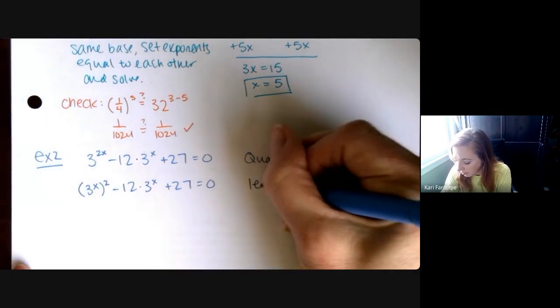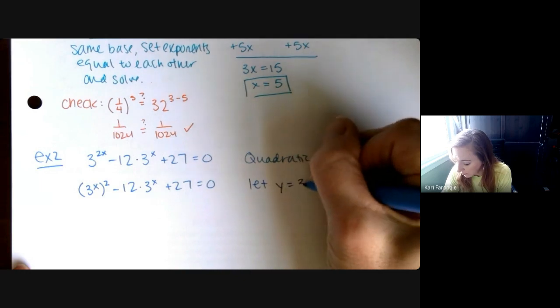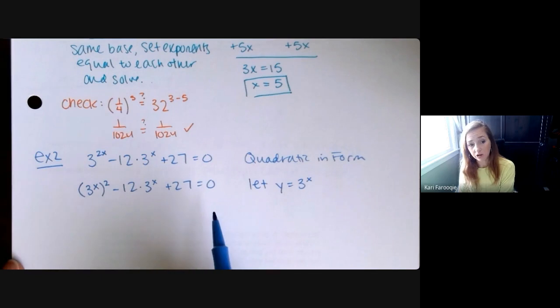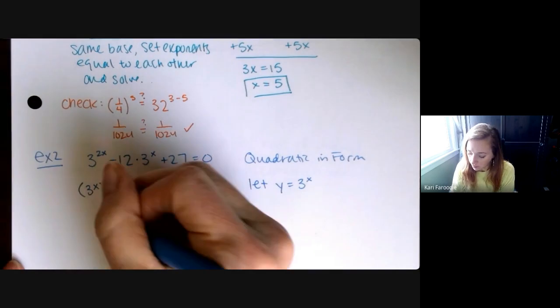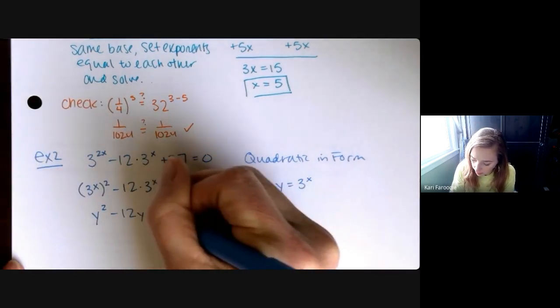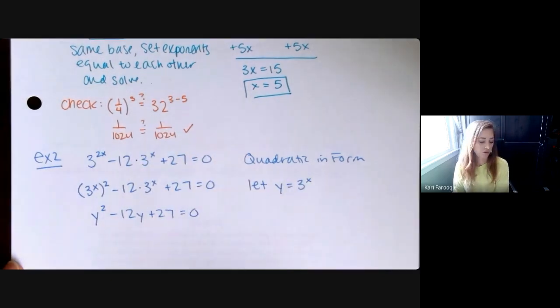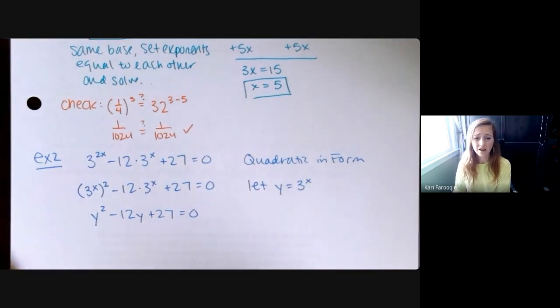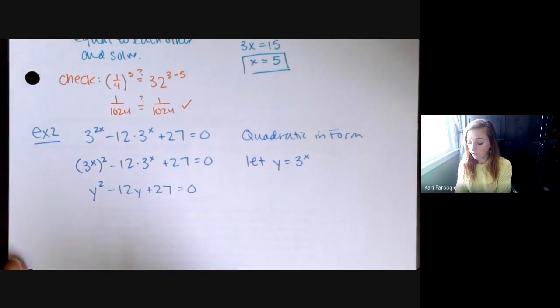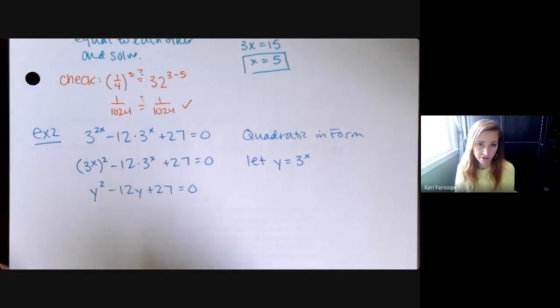So our trick is that we're going to let y be equal to 3 to the x. We're just going to do that so we can rewrite the equation so we don't have any exponential expressions left in it. So now we're going to say this is y squared minus 12y plus 27 equals 0. Now, as long as we've made this substitution, we know how to solve the quadratic equation. Remember, to solve the quadratic equation, we always want 0 on one side. So we have that. Try to solve it by factoring.